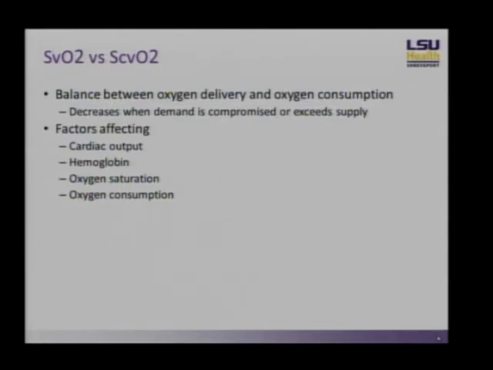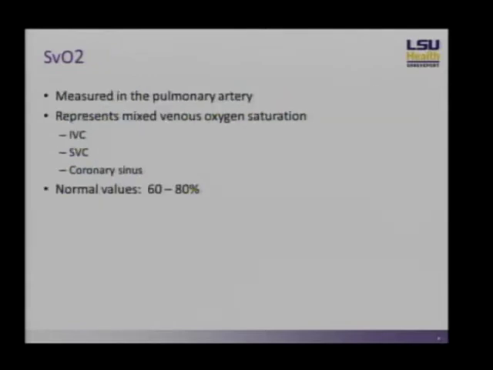We're looking at a balance between oxygen delivery and oxygen consumption, and it measures the same four factors: cardiac output, hemoglobin, oxygen saturation, and oxygen consumption. Normal SVO2, again, like I said, comes from the PA catheter. It measures an admixture of blood from the IVC, the SVC, and the coronary sinus. Normal is 60 to 80, we say look for 70.